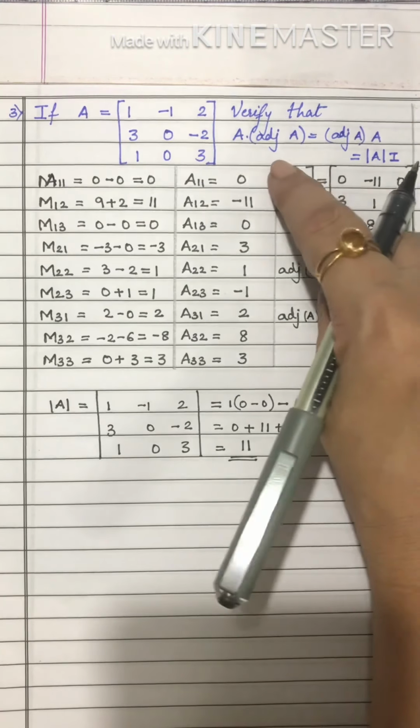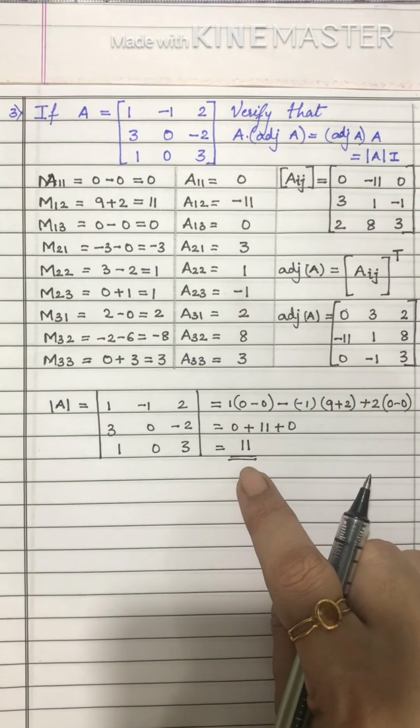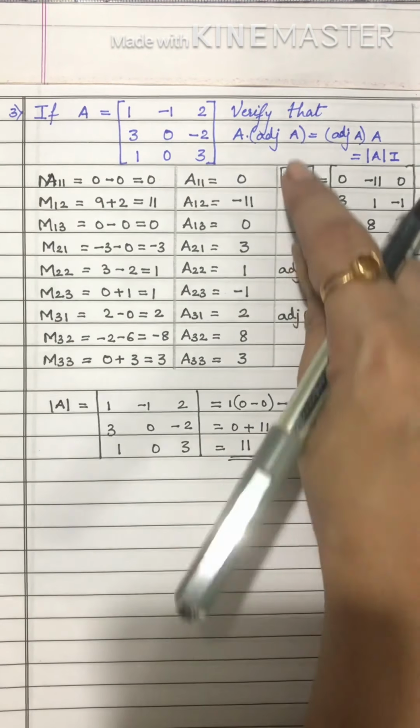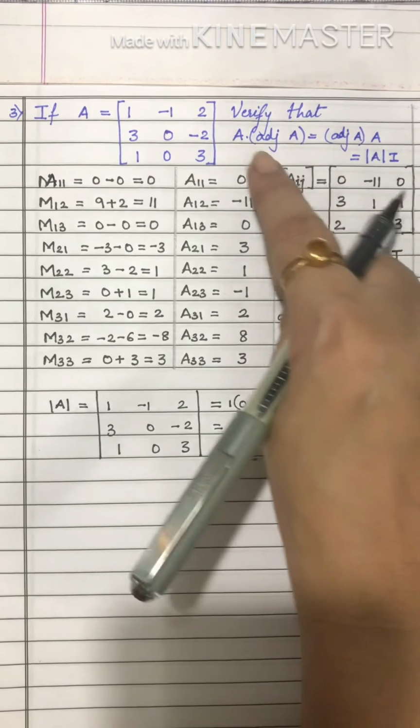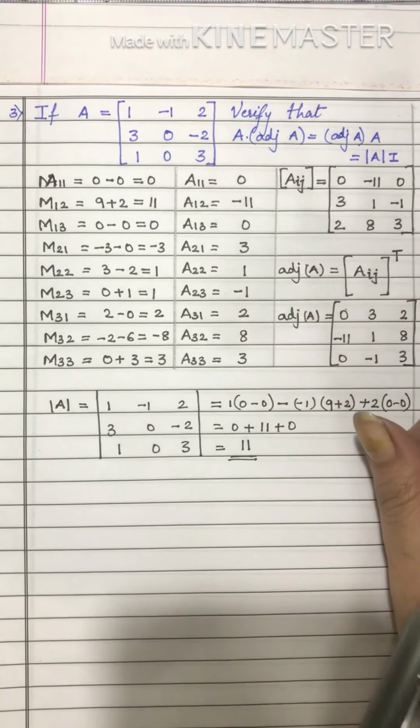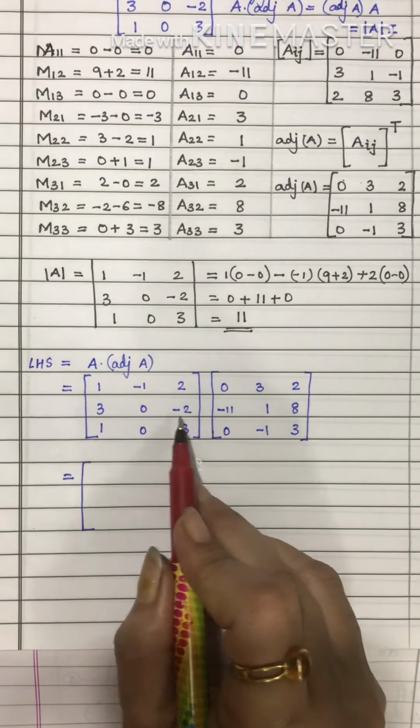Now let's solve this. The sum is not done over here. Okay, here we have only completed finding adjoint A and then finding determinant of A. Now let's try to verify what is asked for. Now let's start the multiplication of two matrices.